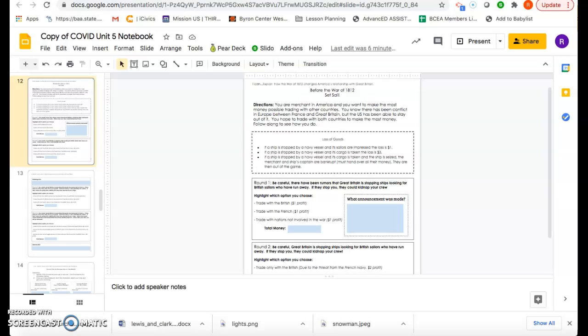Before the War of 1812 set sail, we're going to play a little bit of a game today as best as we can. For this activity, you are a merchant in America and you want to make the most money possible trading with other countries. You know there has been conflict in Europe between France and Great Britain, but the US has been able to stay out of it. You hope to trade with both countries to make the most money. Follow along to see how you do.